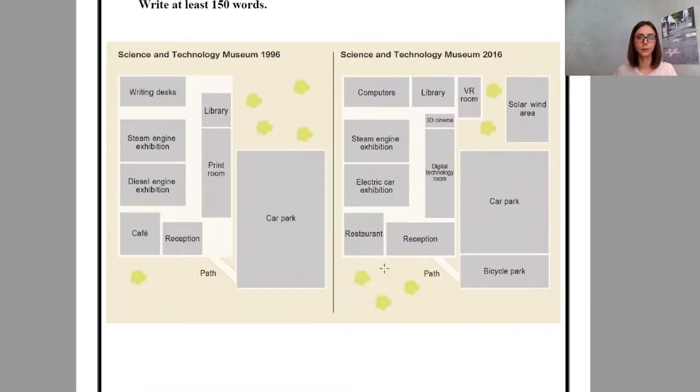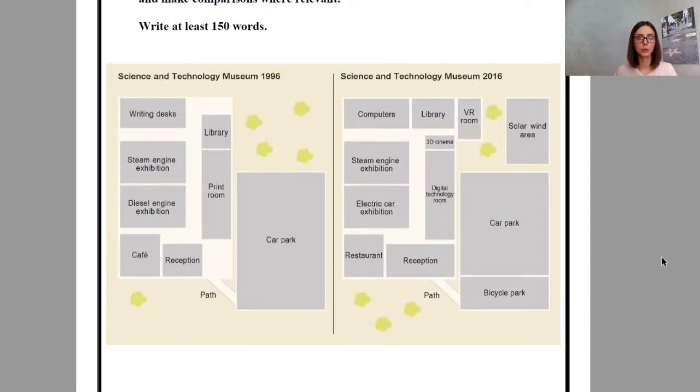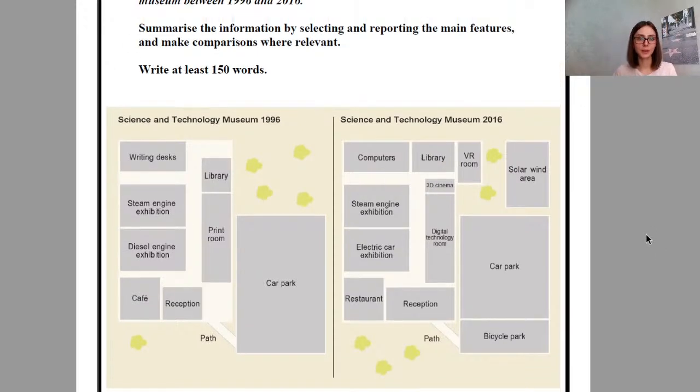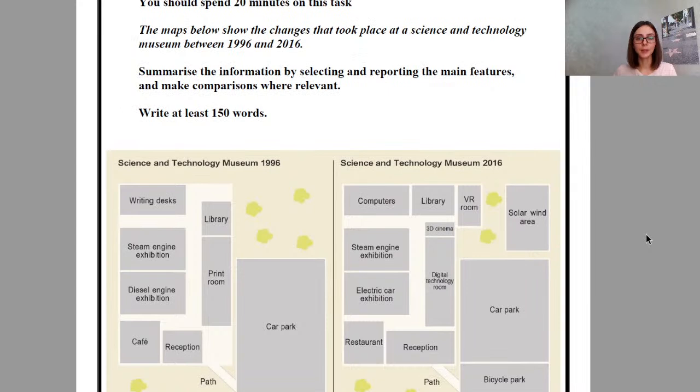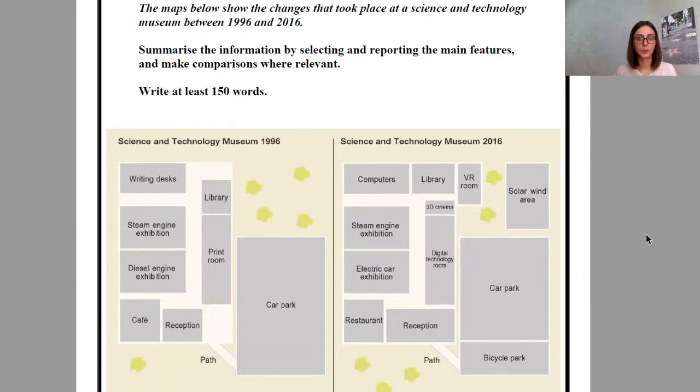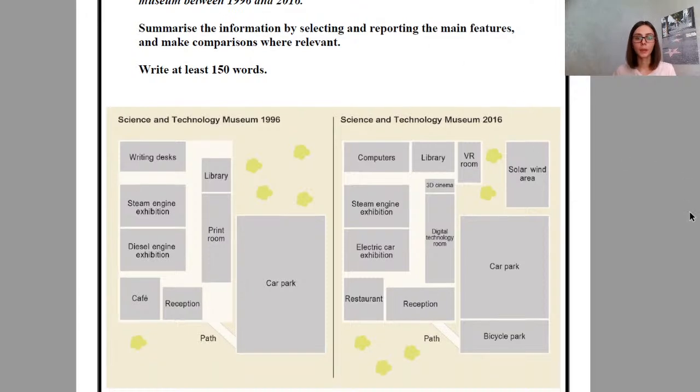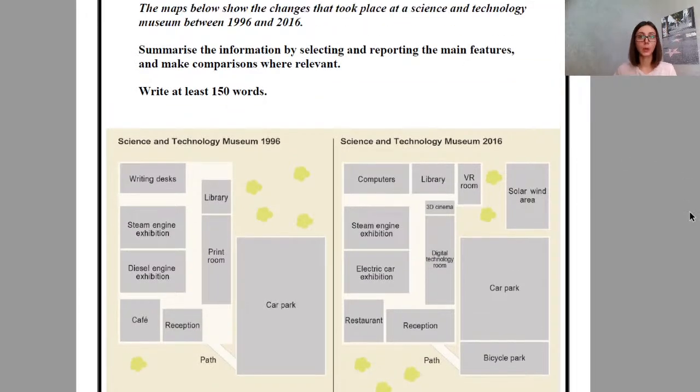So here you can see two maps, and these are changes that were made to the Science and Technology Museum. So guys, what I'd like you to do is have this task here. So you can see what the maps show. Yeah, so it's better like this. All right, so it's your homework. Analyze these changes that were made to the Science and Technology Museum.